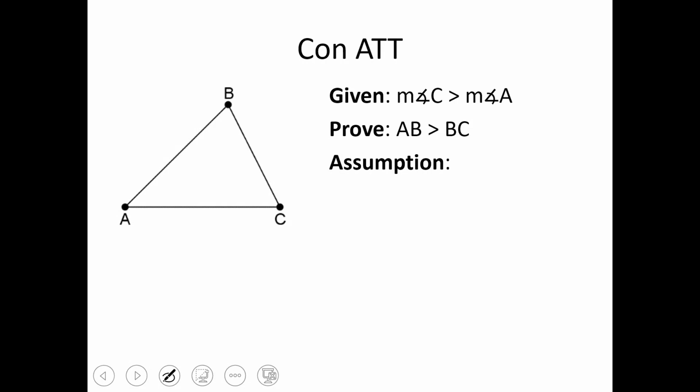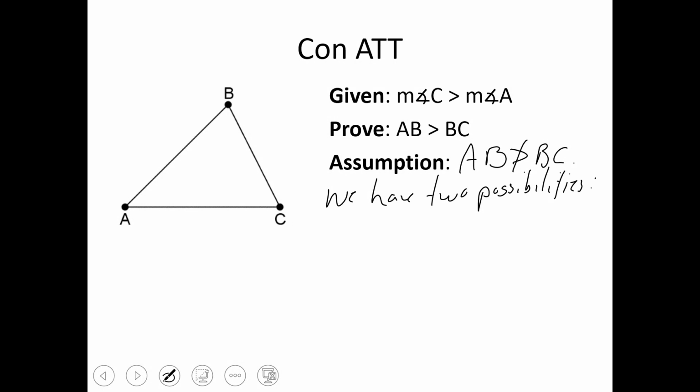So our original assumption should be that AB, and here's a nice symbol for you, AB is not greater than BC. And this means we have two possibilities, and they have to be considered. It has to be shown that each leads to a contradiction. One is that AB is equal to BC, and the other is that AB is less than BC. We have to consider both of these possibilities and show that each leads to a contradiction.